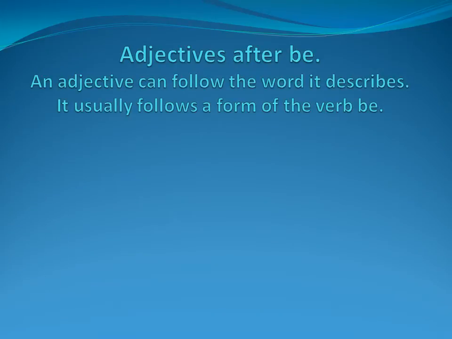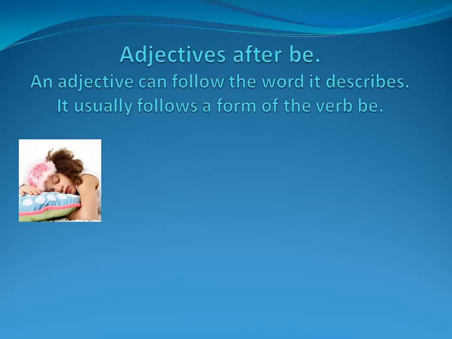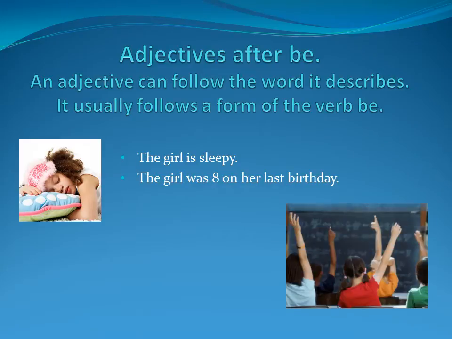Adjectives after be. An adjective can follow the word it describes. It usually follows a form of the verb be. The girl is sleepy. The girl was 8 on her last birthday. They are smart. They were eager.